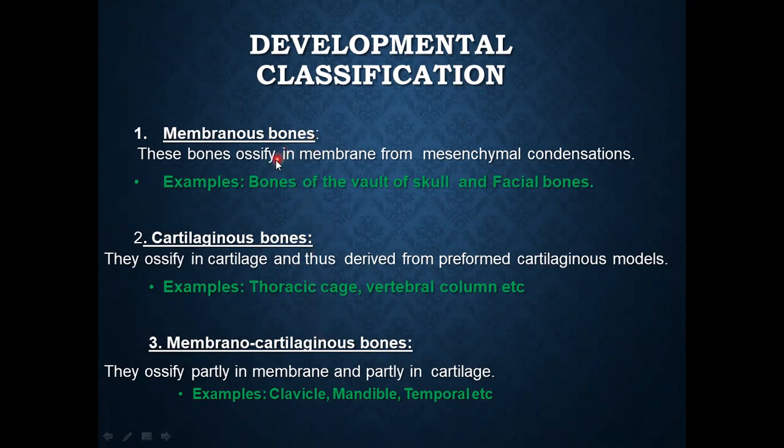The membranous bones are those bones which ossify in the membrane from mesenchymal condensation. Examples include bones of the vault of the skull and facial bones. The cartilaginous bones are the bones that ossify in the cartilage and thus derive from preformed cartilaginous models. Examples include the thoracic cage, vertebral column, etc. The membranocartilaginous bones are partly ossified in the membrane and partly in the cartilage. Examples are clavicle, mandible, and temporal bones.